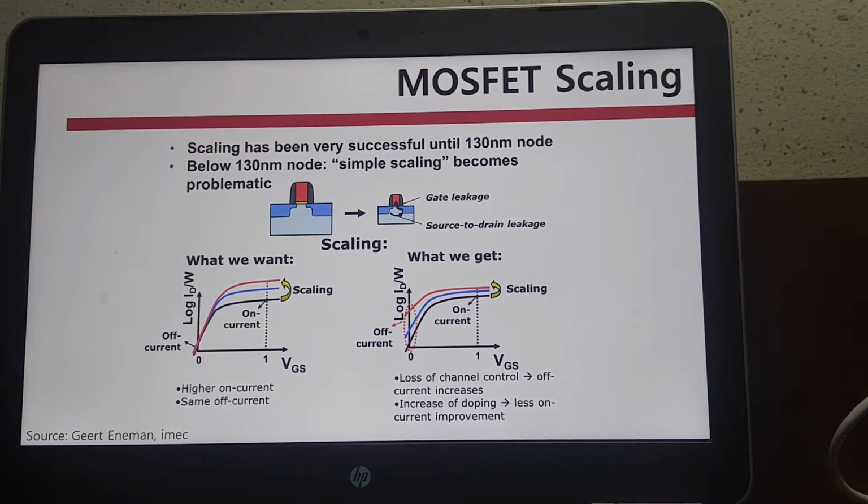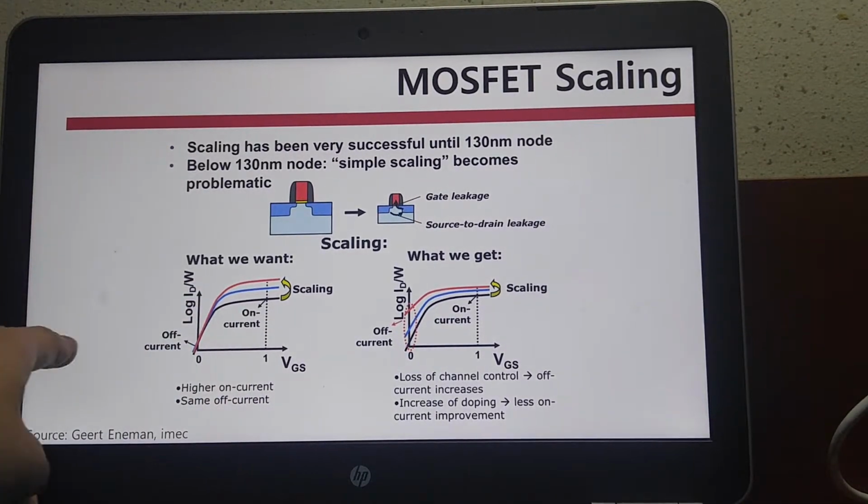Scaling down was successful until the 113 nanometer node. Below the 113 node, simple scaling becomes problematic. As the channel becomes smaller, gate controllability becomes weaker, and the off current and on current are different from our targeting model, since velocity saturation that I have talked about before. If velocity saturation occurs, current degradation would occur.